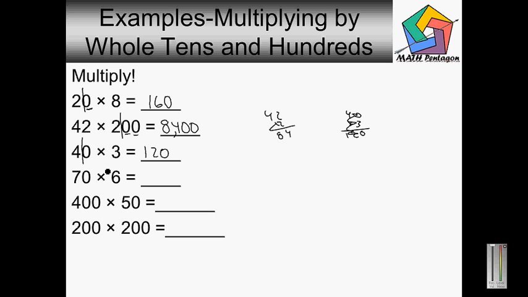Here I have 70 times 6, so I just focus on the 7 times 6, which is 42. And I add in the 1 0, so I have 420 as my answer.